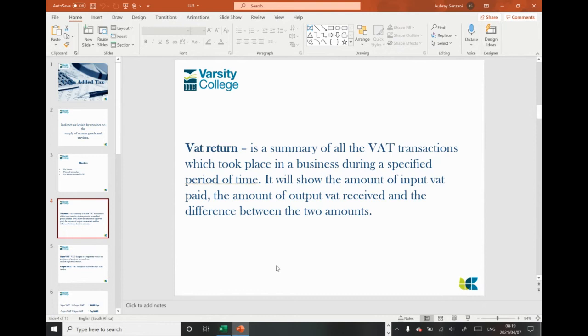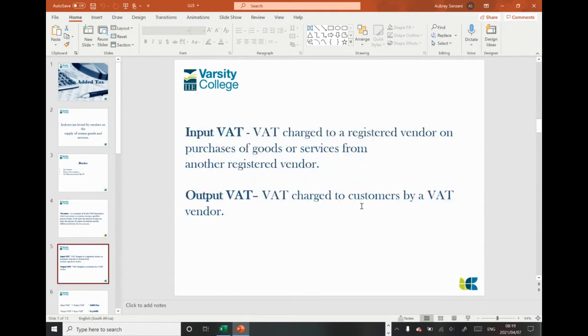All right, let's proceed here. Now here you get the definitions as per your textbook. Input VAT: VAT charged to a registered VAT vendor, that being us, on purchases of goods or services from another registered VAT vendor. Now this is very important. We didn't talk about this.